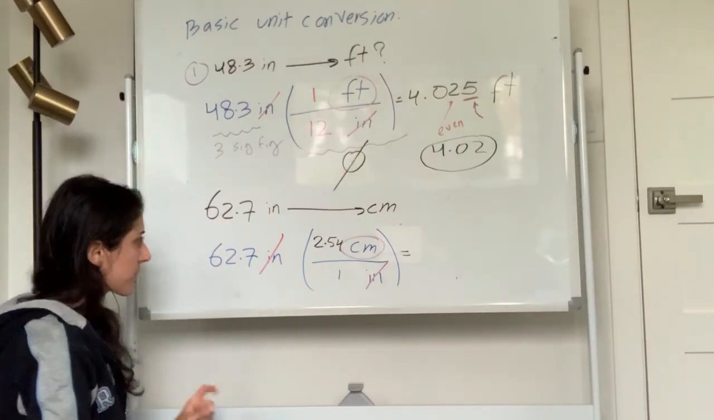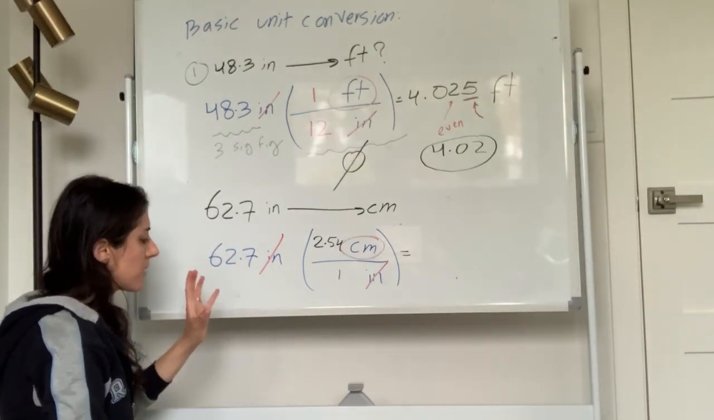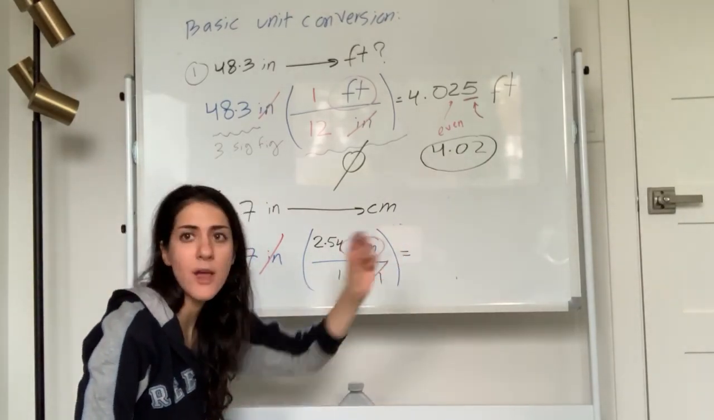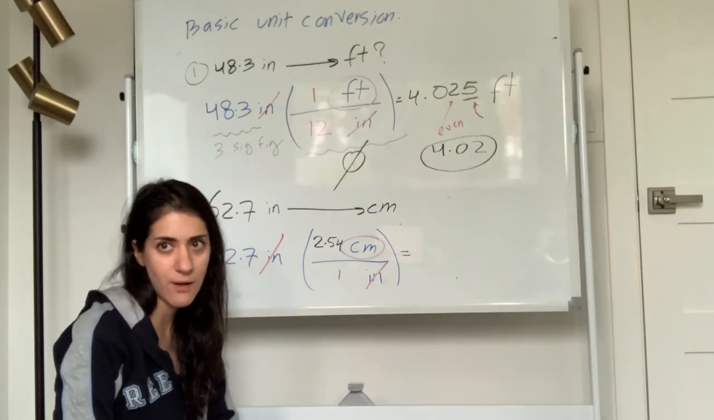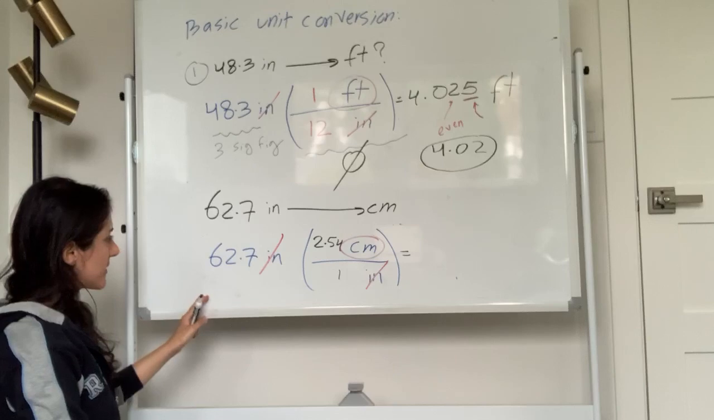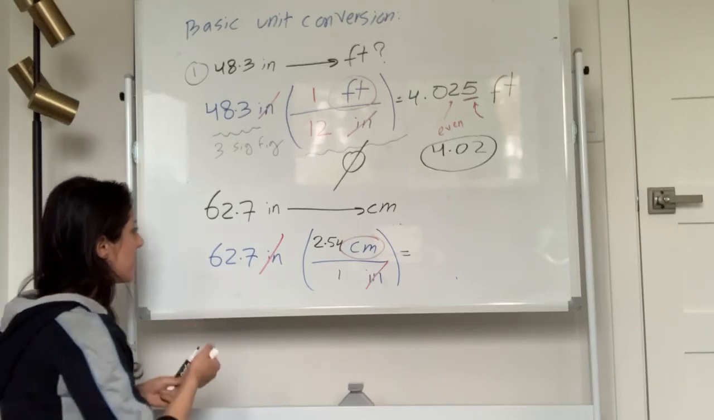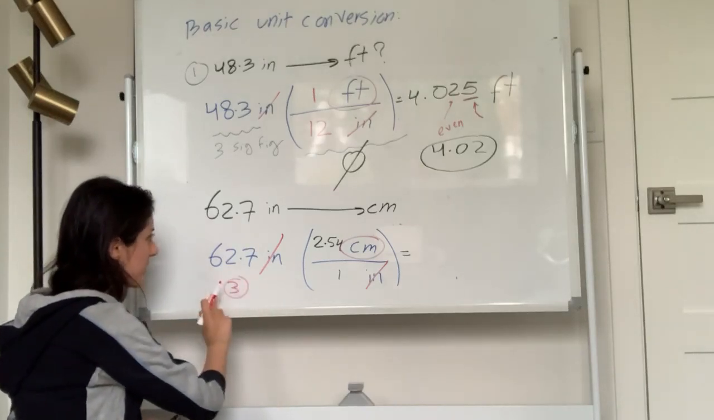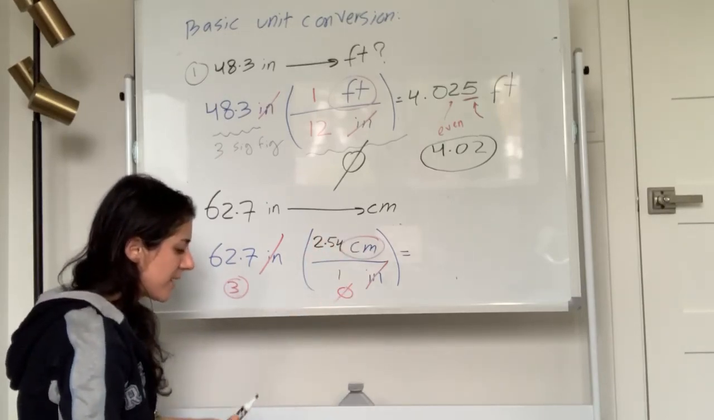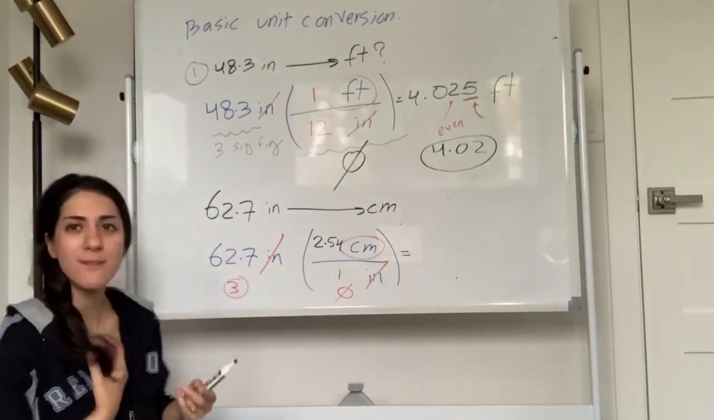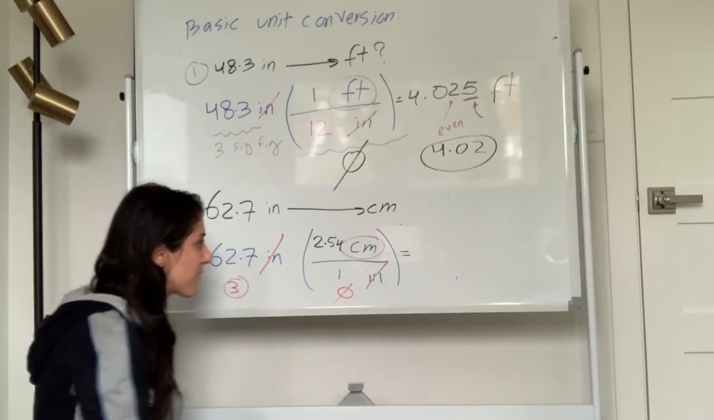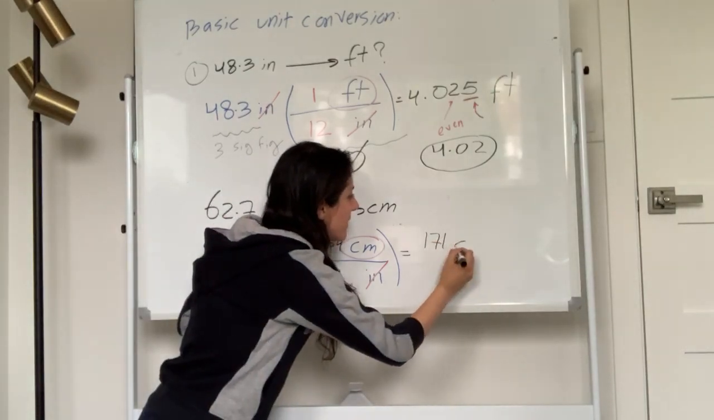So far, so good? Okay. Now, pause me right now and figure out the final answer with the correct number of significant figures, and then unpause me. Okay. How many sig fig is 62.7? This is 3 sig fig. How many sig fig is this? Hopefully you're shouting right now, that's the exact number. It's not going to count for significant figure. Good job. So my final answer should have 3 sig fig, and my final answer is 171 centimeter.